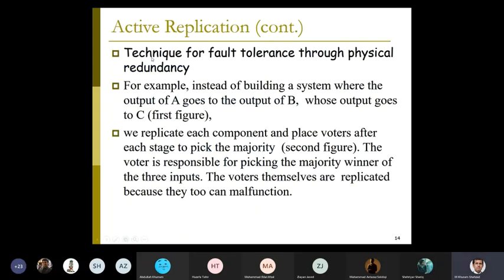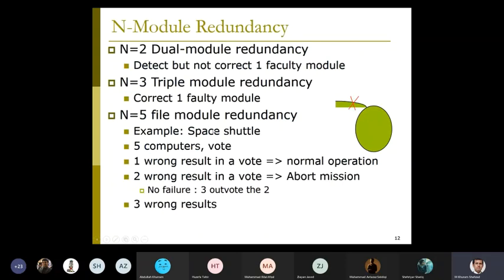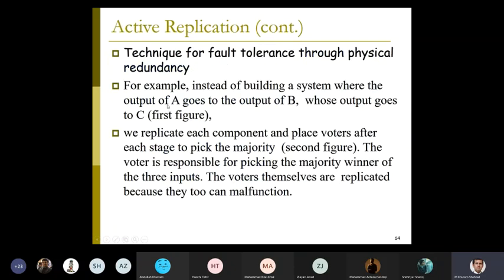Techniques for fault tolerance through physical redundancy. So we are studying this physical redundancy. For example, instead of building a system where the output of A goes through B, whose output goes through C, which is a serial system, we replicate each component and place the voters after each stage to pick the majority.